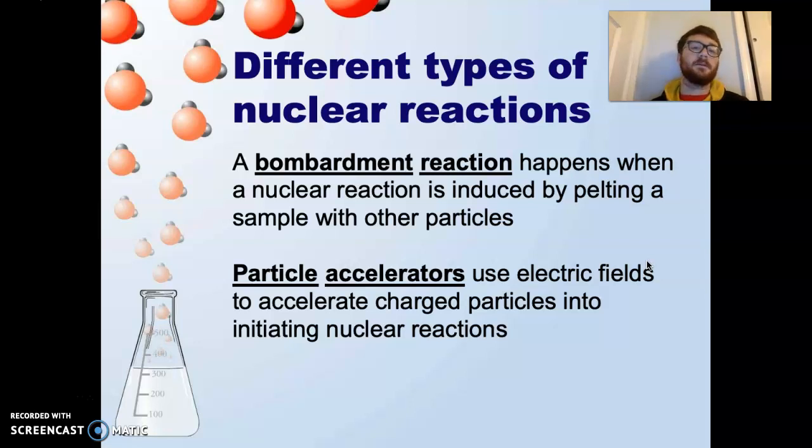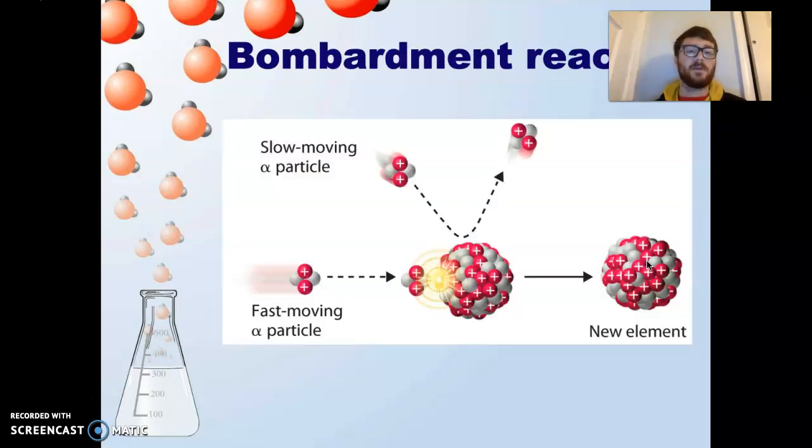There's different types of nuclear reactions. There's bombardment reactions, where a nuclear reaction is induced by pelting a sample with other particles. A particle accelerator, also used in many things in physics, uses electric fields to initiate nuclear reactions. So you can see, bombardment reaction, you have a fast-moving alpha particle, or helium. It bombards into something, and all of a sudden a new element is created. It sounds a whole lot like medieval alchemy, where they were trying to stir lead and make gold. We can actually manufacture gold if we want. We can just make it.